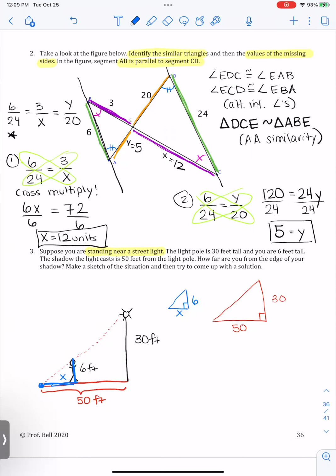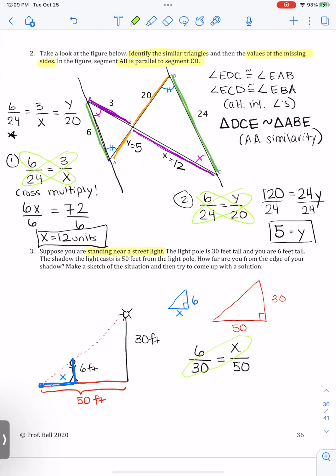So I want to go from the blue triangle to the red triangle when I set up my proportions. So I'm going to start with the number 6, and that is associated with the number 30. And I would set that equal to x over 50. So I went from the blue triangle to the red triangle to set up my proportion.